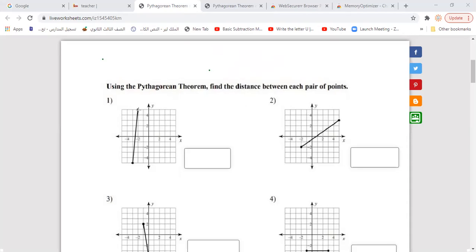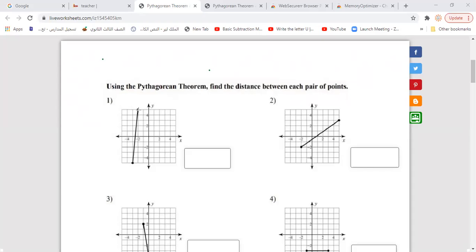Fadia, do you know how we can solve this question? Connect the... Miss, I have a question. Yes. Miss, how are we going to find it when the points are not on one line? Agree with you.